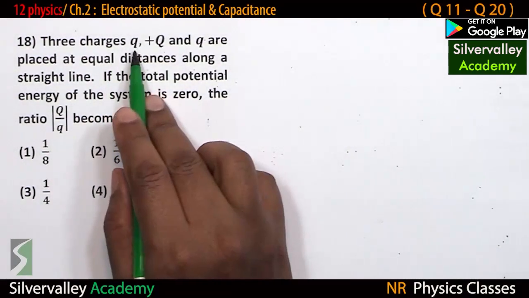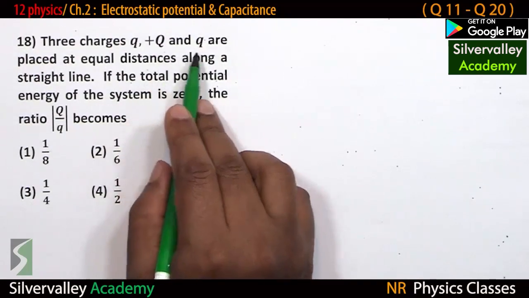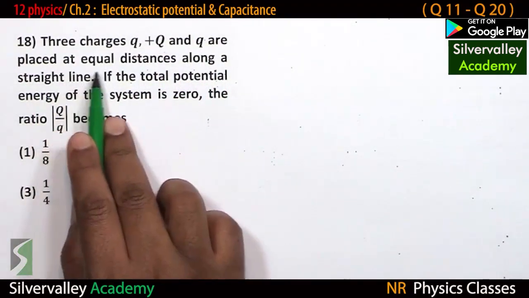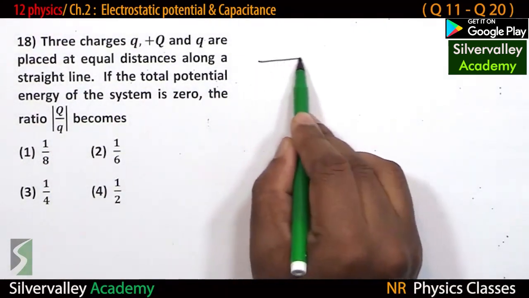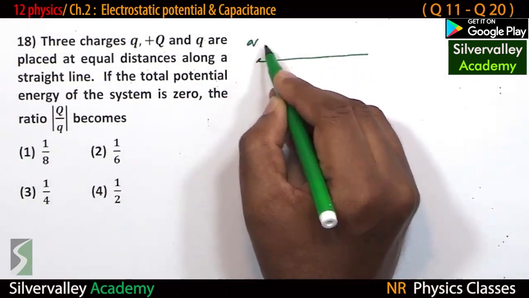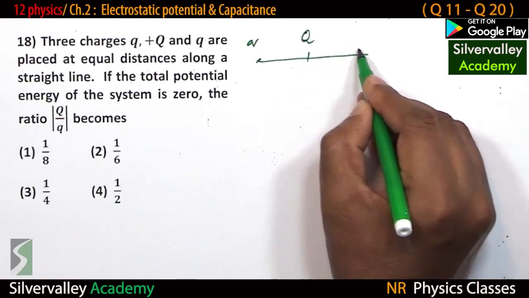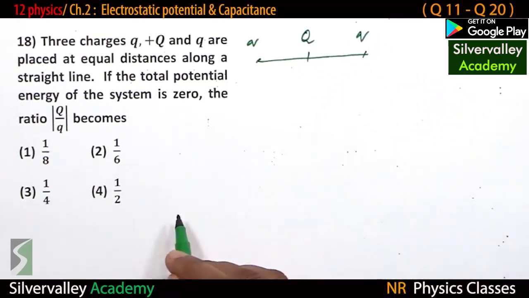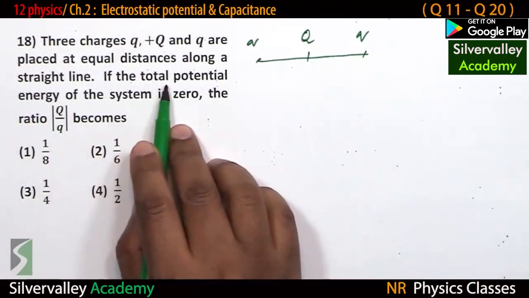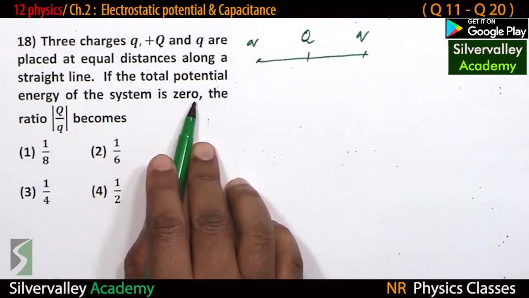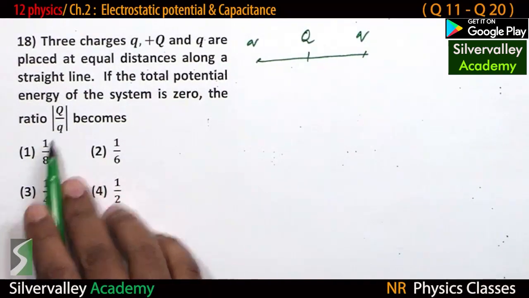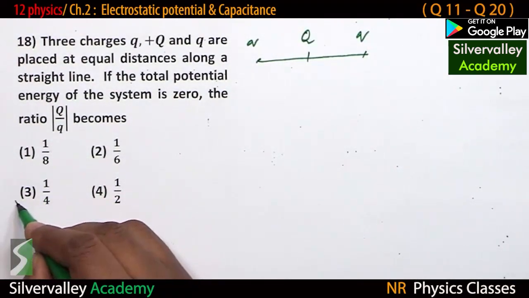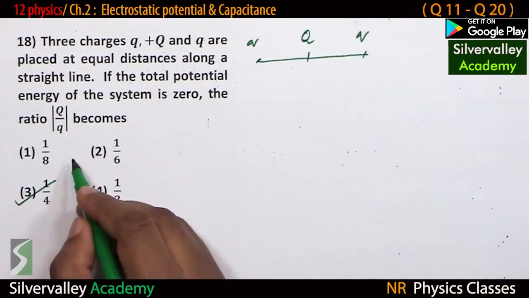Three charges Q, capital Q and small q are placed at equal distances along a straight line. If the total potential energy of the system is 0, find the ratio capital Q by small q. So it is 1 by 4.